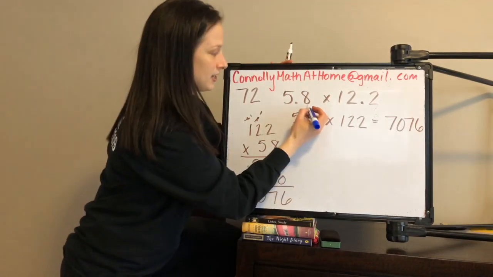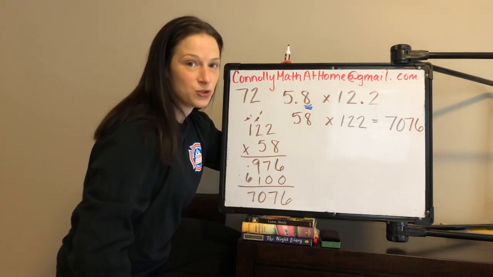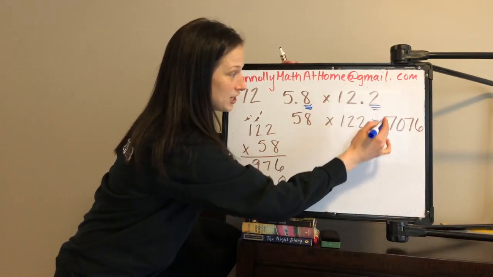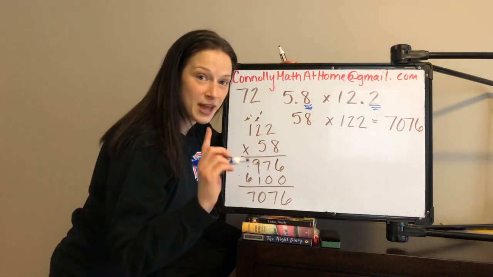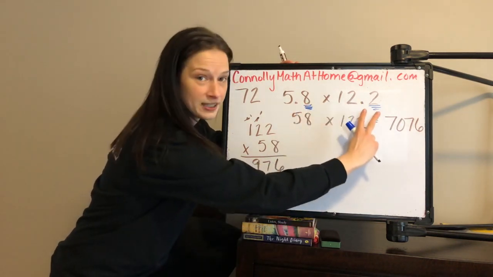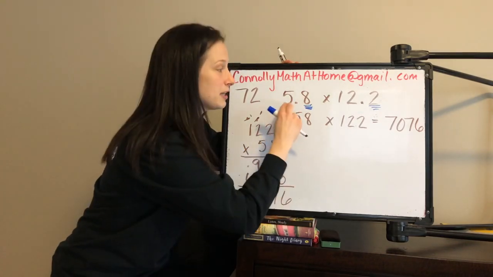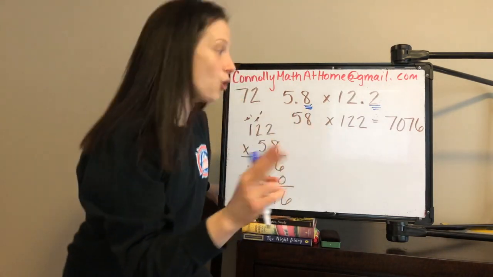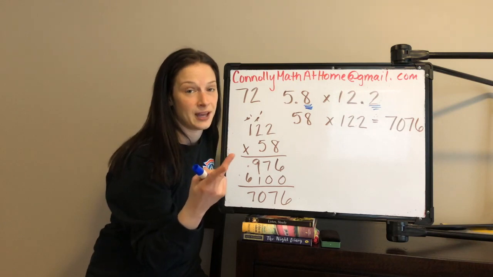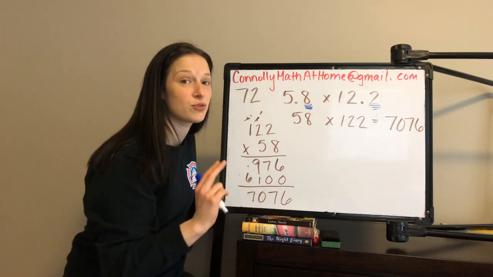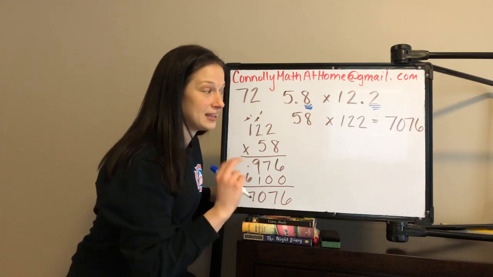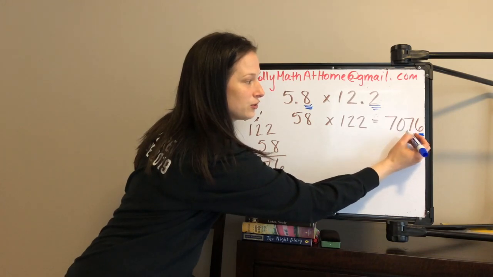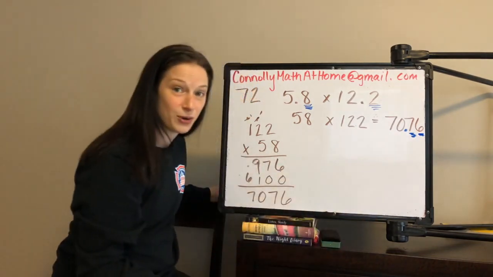When I look at this factor, there is 1 digit to the right of the decimal, okay? When I look at this factor, there is 1 digit to the right of the decimal. So that is 1 plus 1, which is 2. So I'm thinking about the total digits to the right of the decimal. And since there's 1 in each factor, the total digits is 2. So how many digits have to be to the right of the decimal? In this situation, 2. So here's 1, here's 2, and that's how I know where my decimal goes.